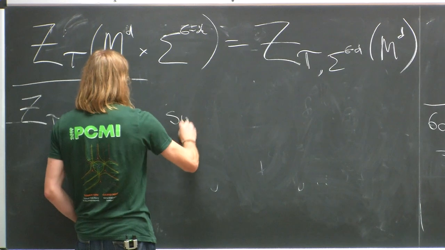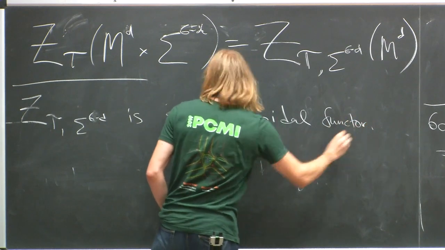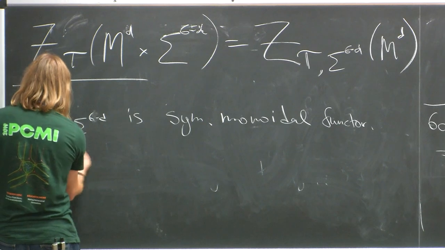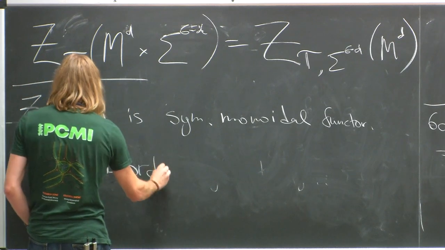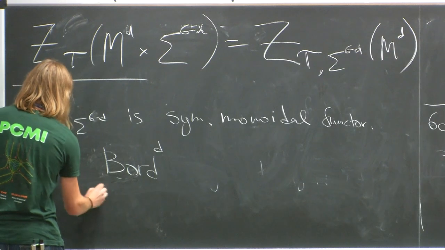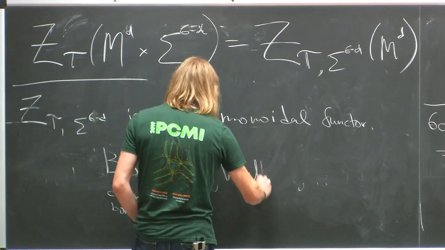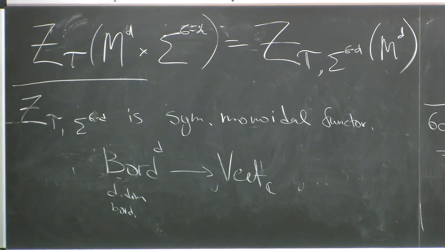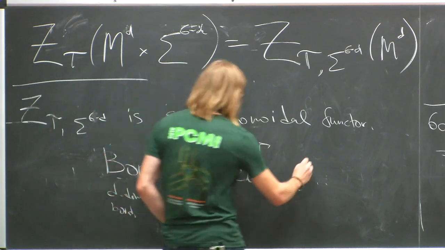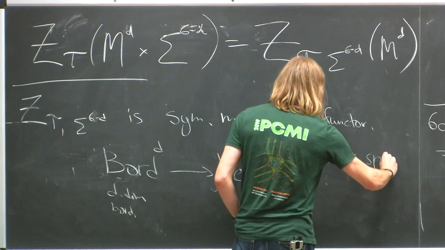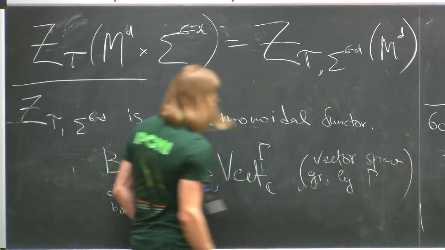It is a symmetric monoidal functor from the category of d-dimensional bordisms to the category of vector spaces. I will always consider vector spaces over complex numbers. And moreover, usually we want to consider vector spaces graded by some abelian group gamma.